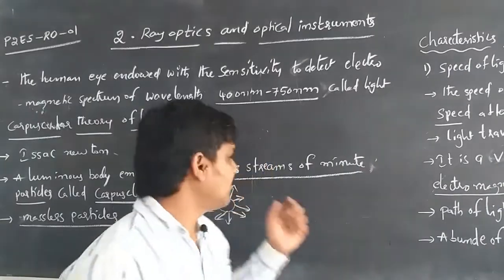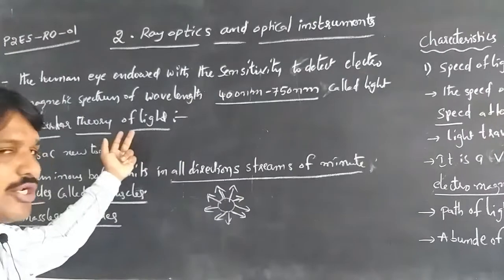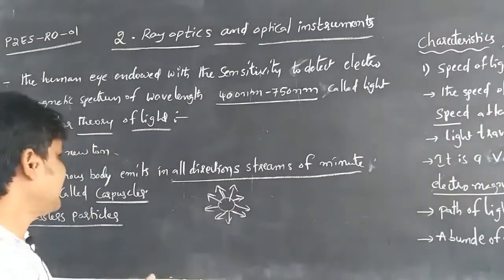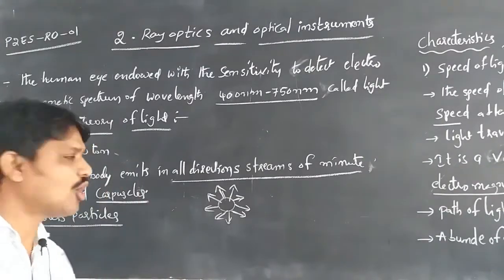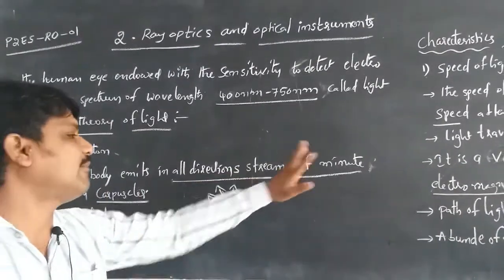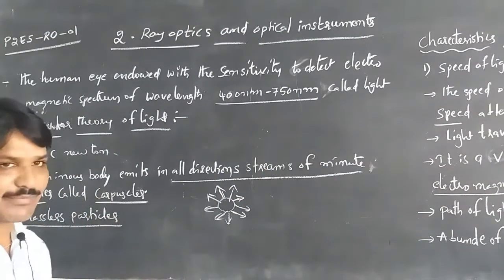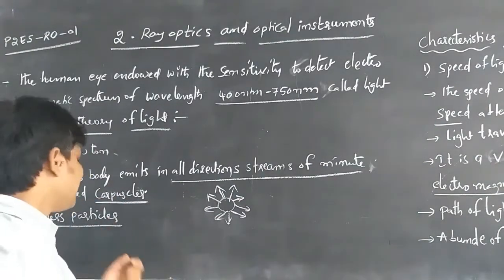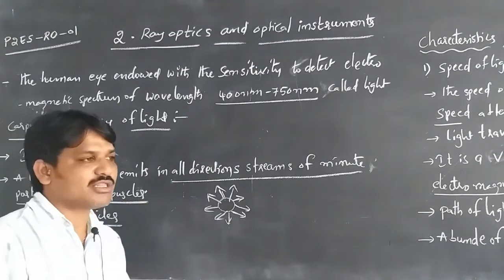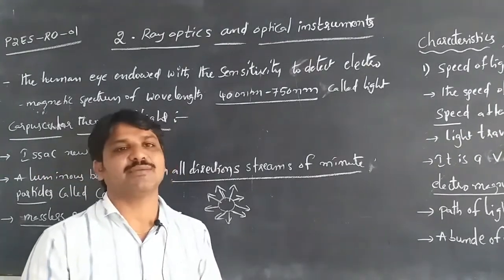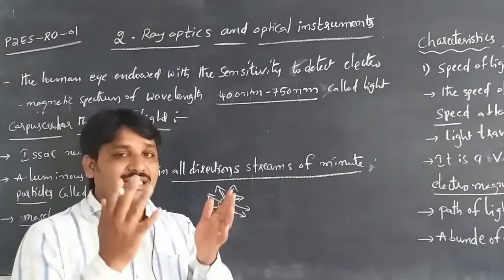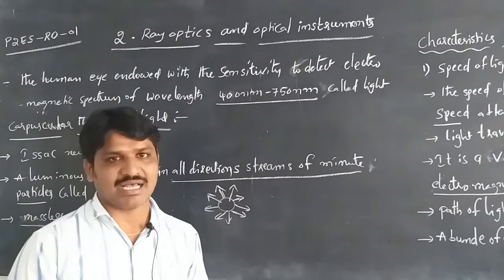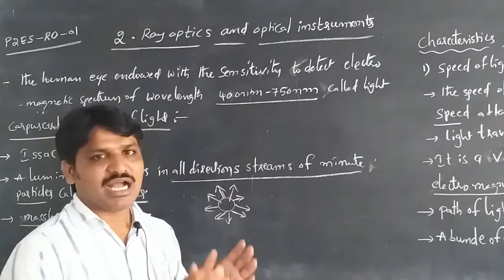According to the corpuscular theory, Sir Isaac Newton proposed that the luminous body emits in all directions a stream of minute particles called corpuscles. Corpuscles are massless particles. Whenever they are incident on a mirror or smooth surface, they bounce like a ball, and according to the corpuscular theory they have more speed in water or glass than in air.